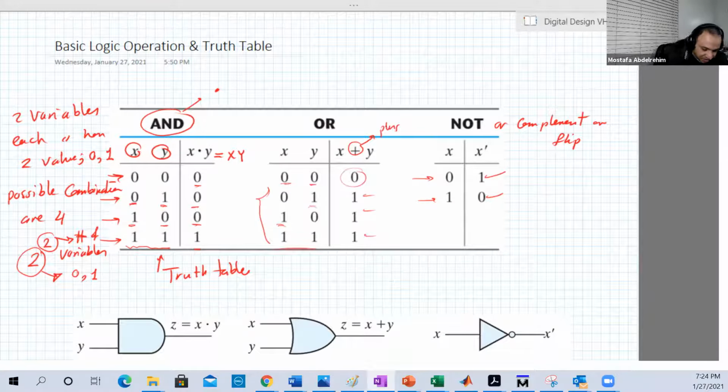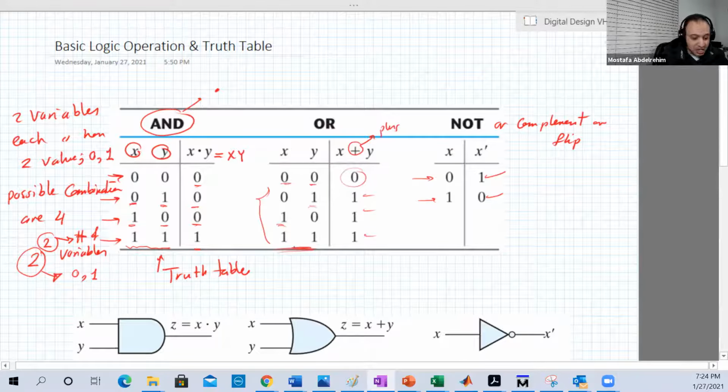Okay, and basically here this is the difference. If it was an arithmetic operation, 1 plus 1 is 2, not 1, right? But here it's OR. 1 or 1 equals 1. So in that case here, 1 or 1 equals 1. This is OR, not plus, not arithmetic plus.